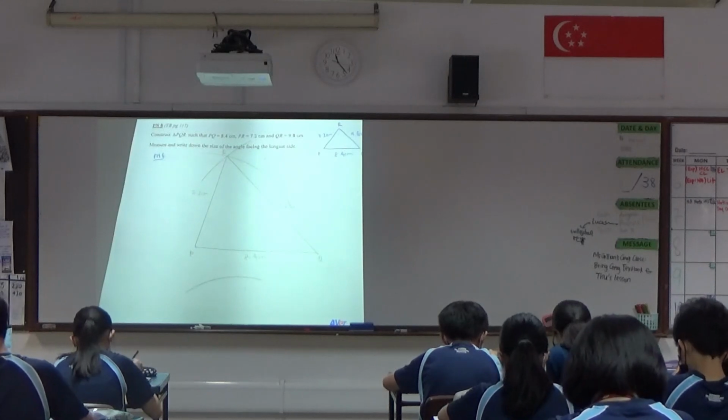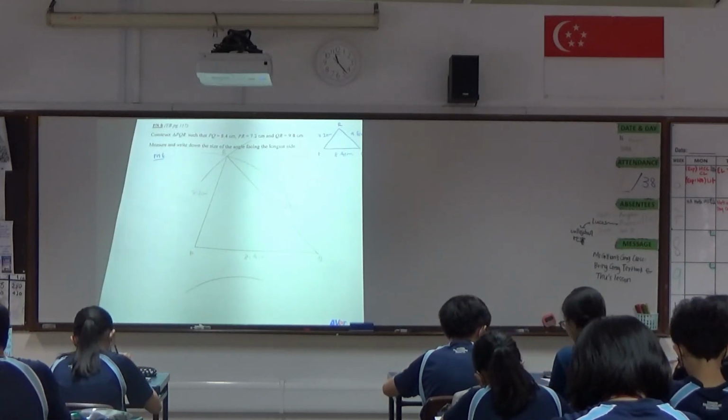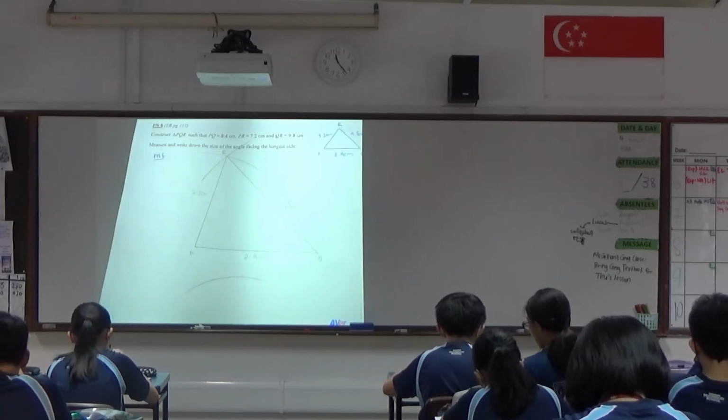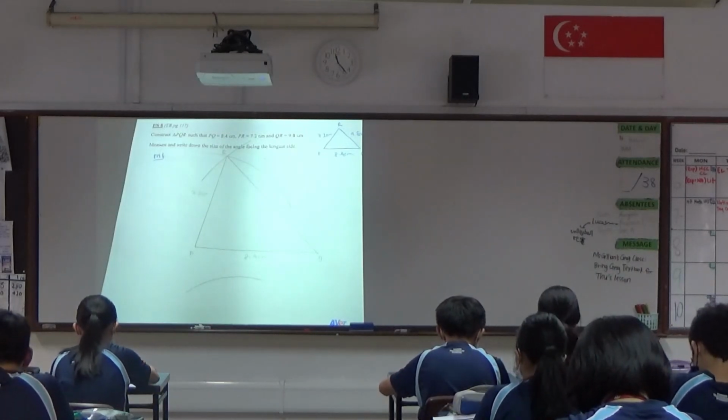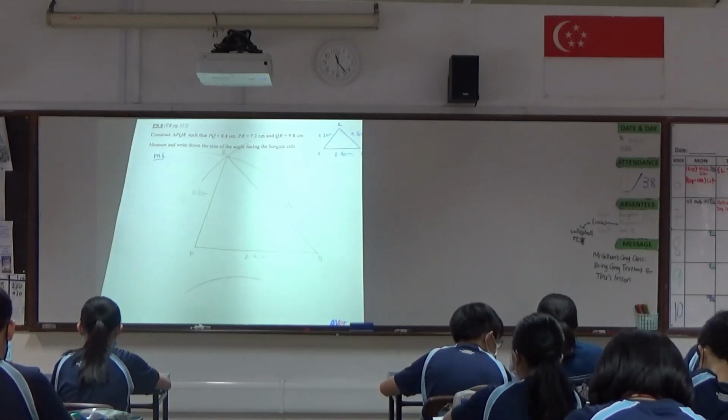So it's not 8.4, right? Then the side is 7.2. So you have to measure 7.2. You use a ruler. So you measure.